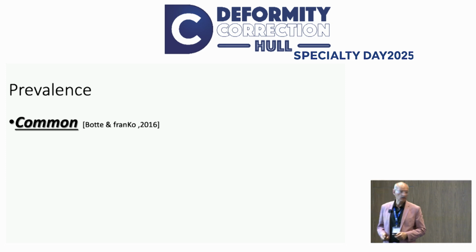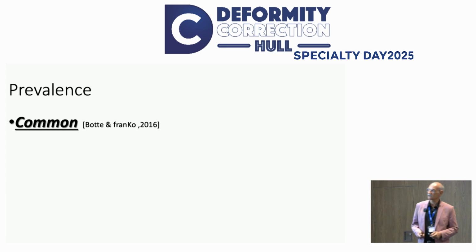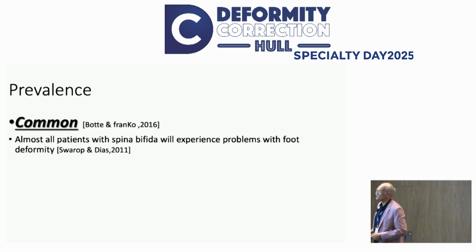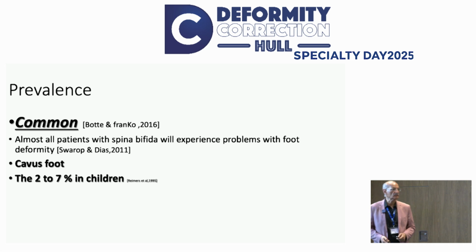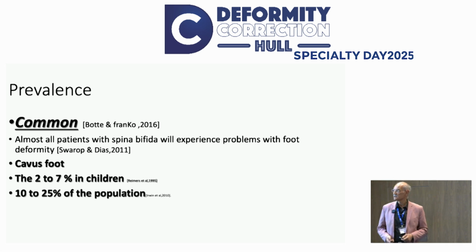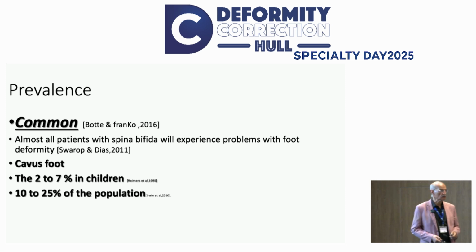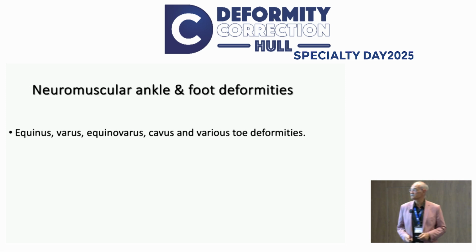Prevalence, it's common. It's not something rare. Almost all patients with spina bifida will experience problems with foot deformity. Almost all of them. This is an example. If you look at the cavus foot, it's common. It's between 2 to 7% in all children. 10 to 25% of the population may have cavus foot, and most probably the cause is neurological. The deformities can be equinus, calcaneus, varus, cavovarus, and various toe deformities.